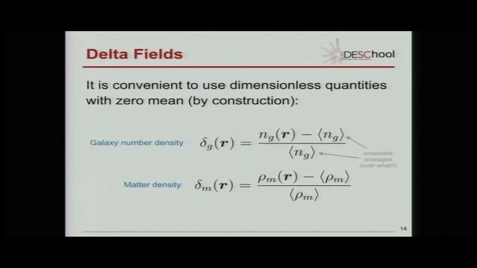And these averages, we need to be a little careful about what those mean. They're ensemble averages of some type, and I'm going to come back to that, what we are actually averaging over. And then the thing we're actually interested in is not galaxies per quarter, but the equivalent delta field for the matter density of the universe. So that would be rho at R, with the mean matter density taken out and divided by it.